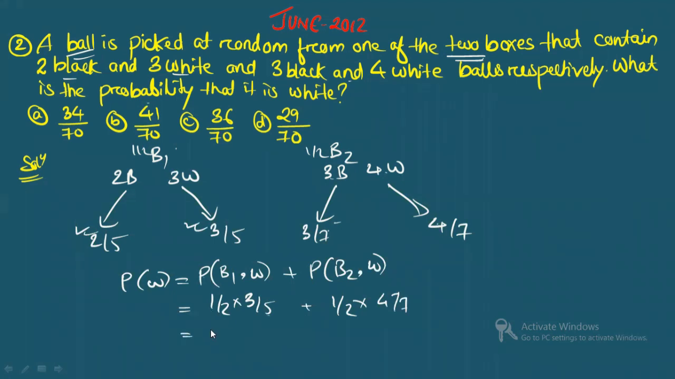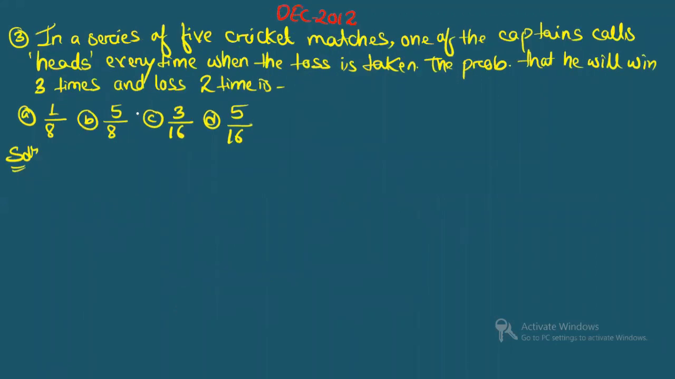Here you can take half common, so half I'm taking out. LCM of 5 and 7 is 35. So here 7 threes are 21, plus here 4 fives are 20. So when you do this, you will get 41 by 70, right? So the correct option is option B. The questions are quite simple. The only thing is that you will have to just see what the question is asking and what you are having. Now you see the next question.